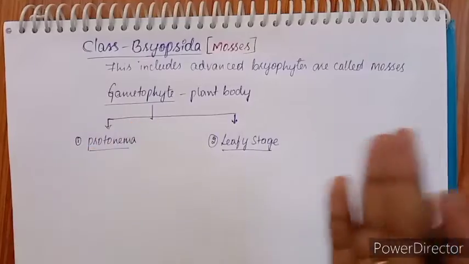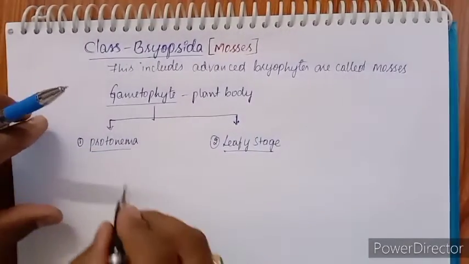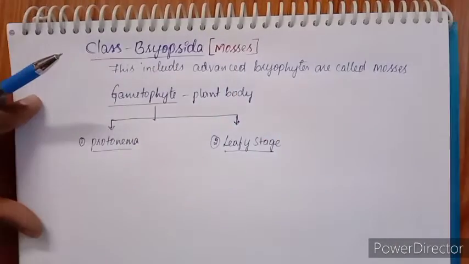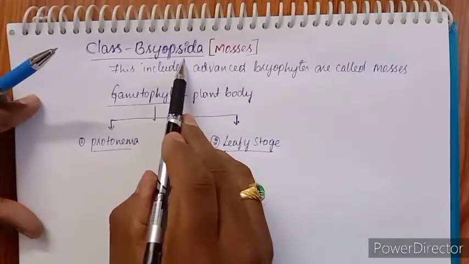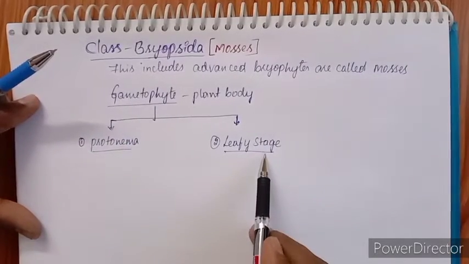We already said that when meiosis happens in the sporophyte, spores are formed. That is the protonema, formed from haploid spores. When the haploid spores fall on suitable media, they develop into a new plant body, that is the gametophyte. Yes, that is the one. Especially in Bryopsida we can find it. In Hepaticopsida we don't have this protonema and the leafy stage.